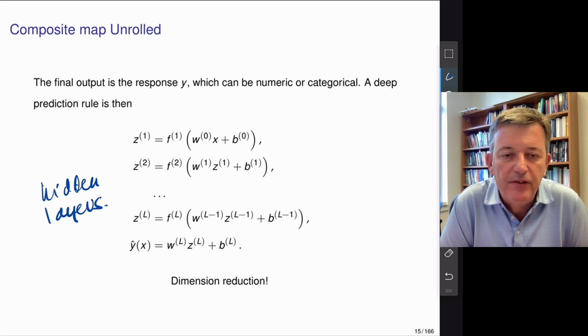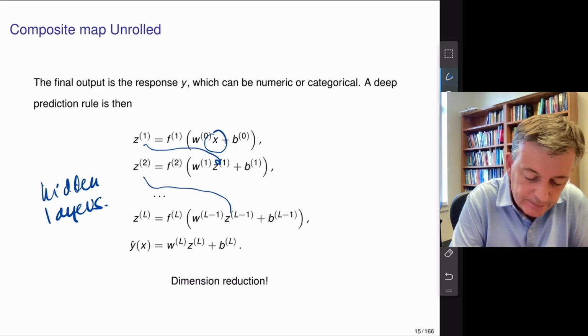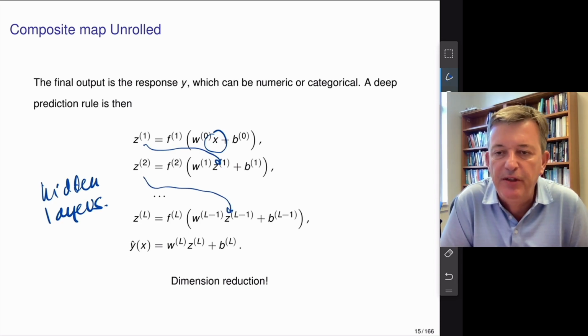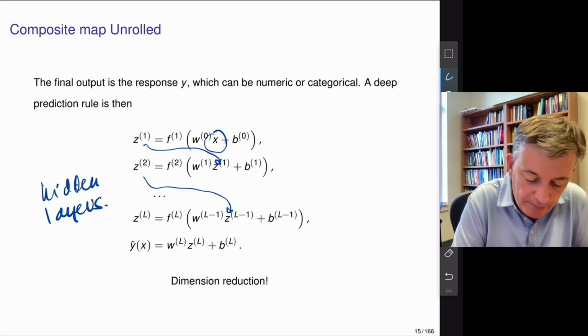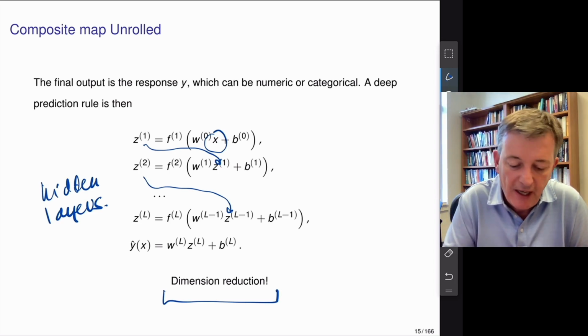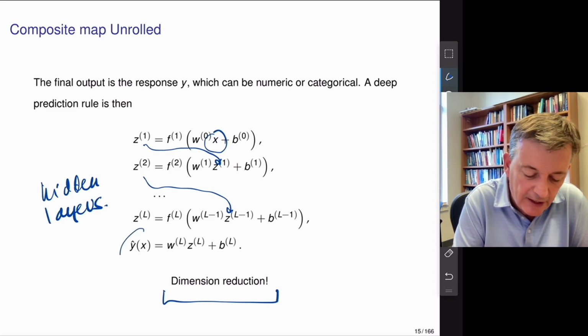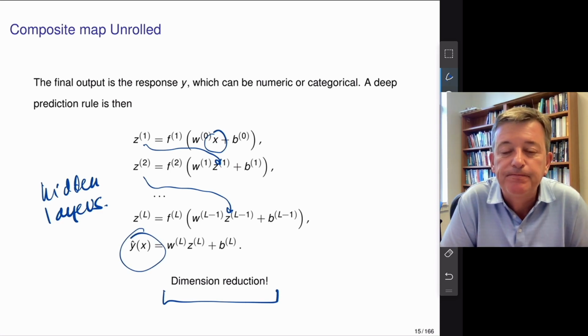So if I let z be the first hidden layer as a function of the input x, you see z1 comes in here. The z's successively become arguments into the next function. So that's the composition. And again, I haven't been explicit, but really the trick here is dimension reduction. So X will be very high dimensional, Z will be lower dimensional, Z2 will be lower dimensional, and so on, until I get to my prediction rule at the end of the day.